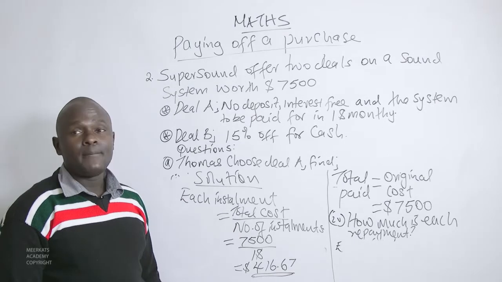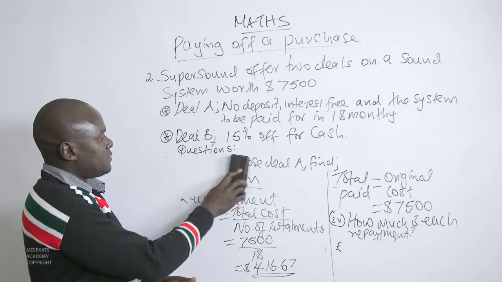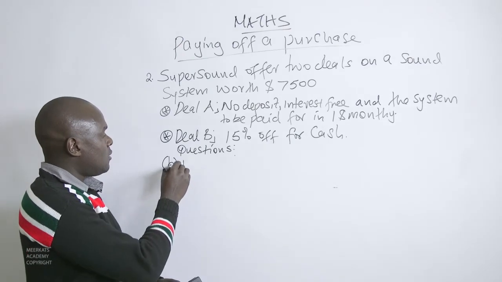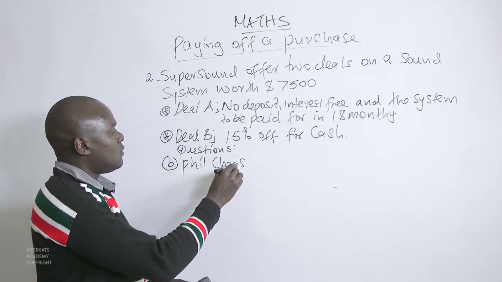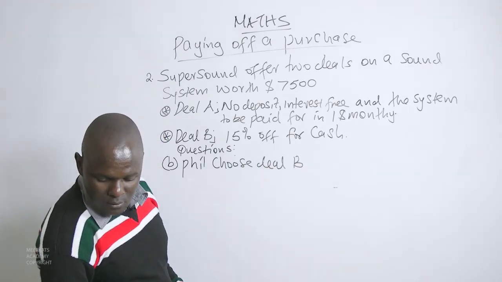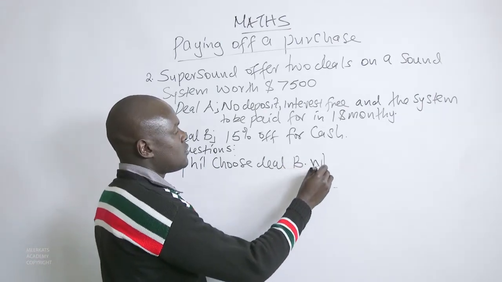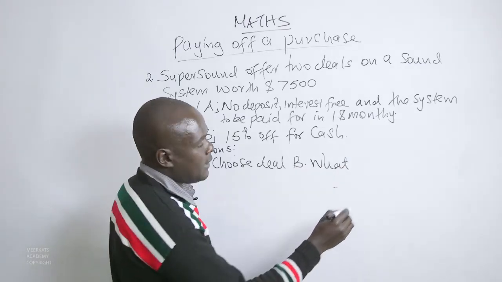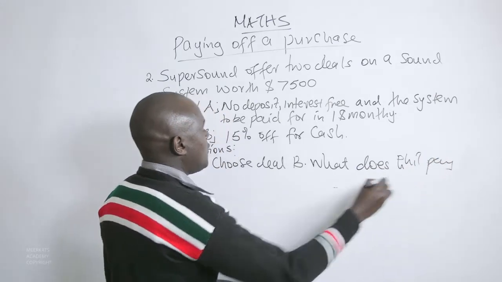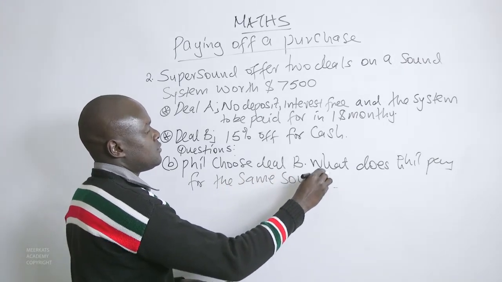We can now move on and look at part B of this question. All that we have done, we have been looking at part A. So let us move on and look at part B. In part B, we are told a person by the name Phil chose deal B, and the question is, what does Phil pay for the same sound system?